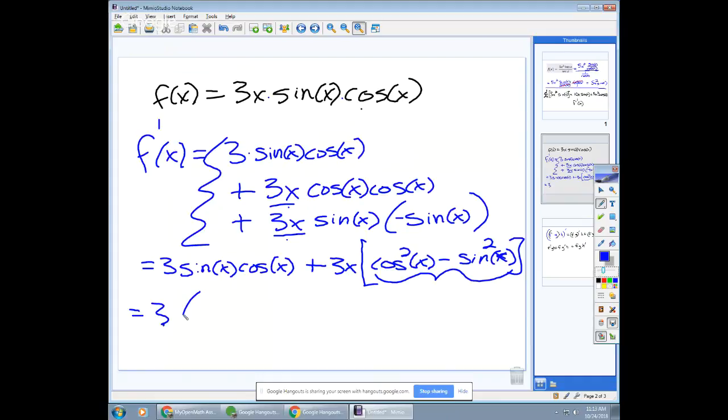So we could write it as 3 times sine of x, cosine of x, and then take the x out of the next ones. Well, it's already out, but yeah, plus x times cosine squared of x minus sine squared of x. That's how the answer looks.